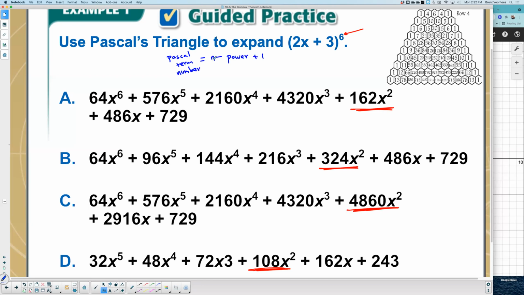Okay, on this problem, what's our power? 6. What power are we looking for? 2. What is 6 minus 2 plus 1? 5. So what you should be doing is you're looking on Pascal's on row 6 at the 5th one. 1, 2, 3, 4, 5. What number should you be using? 15. You're using 15. Does that make sense?